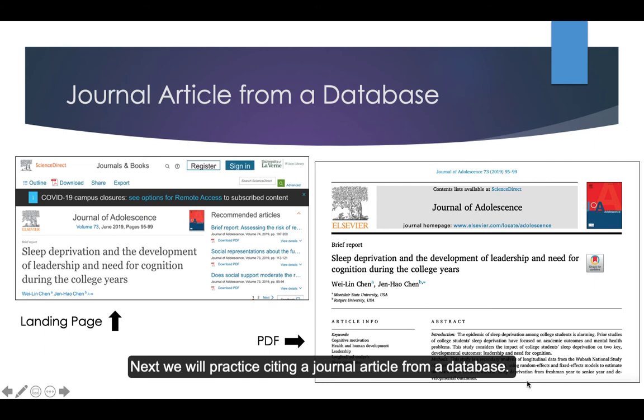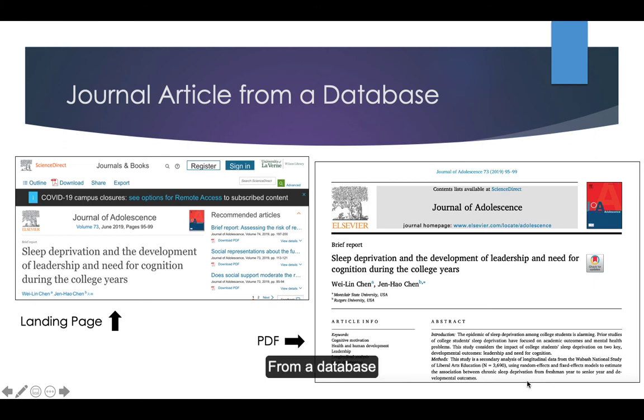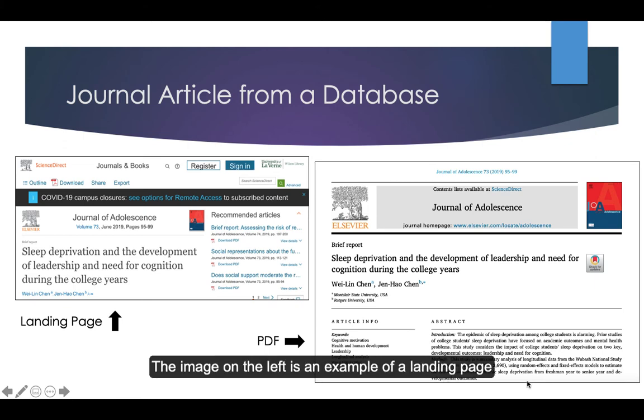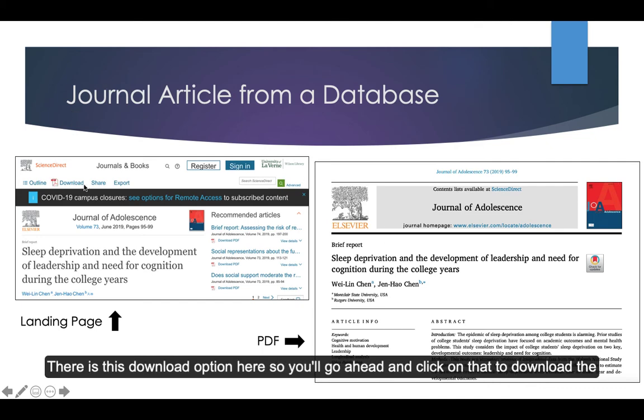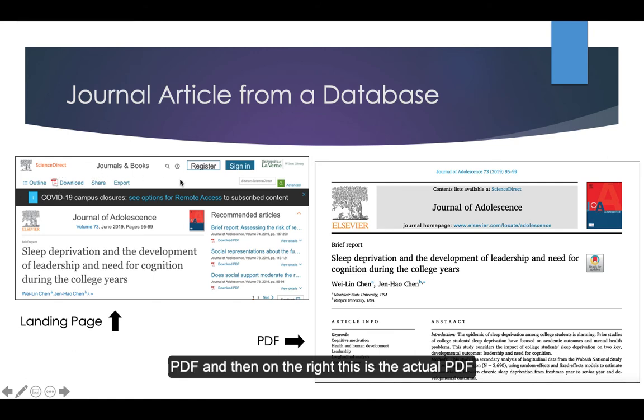Next, we will practice citing a journal article from a database. So here's an example of a journal from a database. The image on the left is an example of a landing page of a journal article. In order to view the actual full text article, you'll see there is this download option here. So you'll go ahead and click on that to download the PDF. And then on the right here, this is the actual PDF of the article, which contains the entire article.